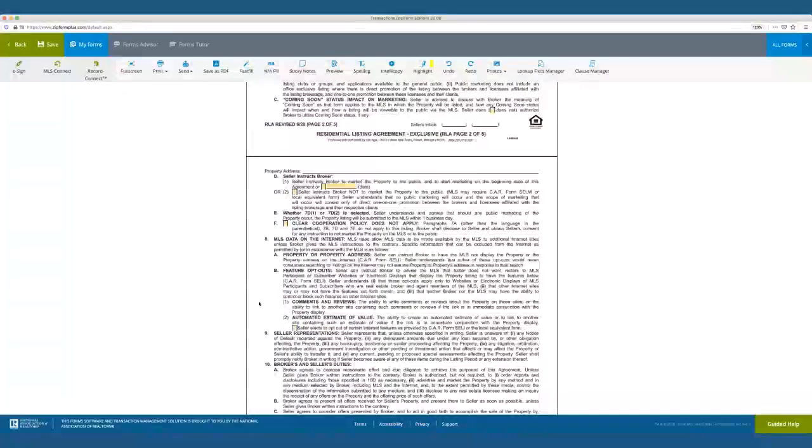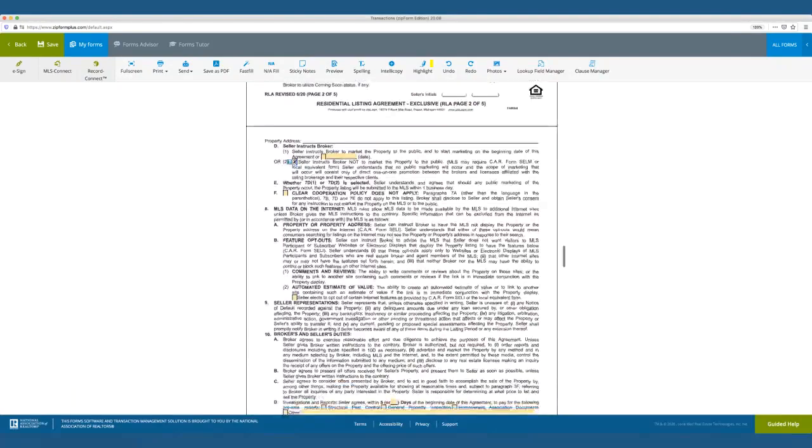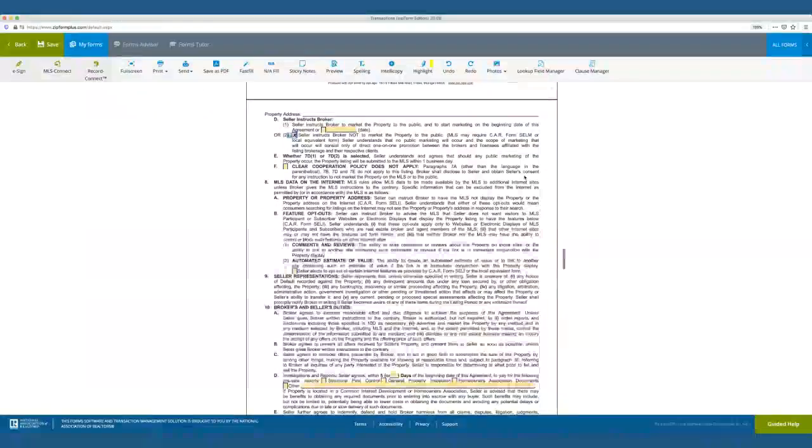It doesn't really matter. What matters is number two: if you don't want it marketed to the public, you are excluding it from the MLS, and then you will have to fill out a form called the SELM, which is the seller excludes the listing from the multiple listing service. And here, clear cooperation does not apply. I don't know where it wouldn't apply, except if it wasn't residential one to four. If it was commercial, it doesn't apply.